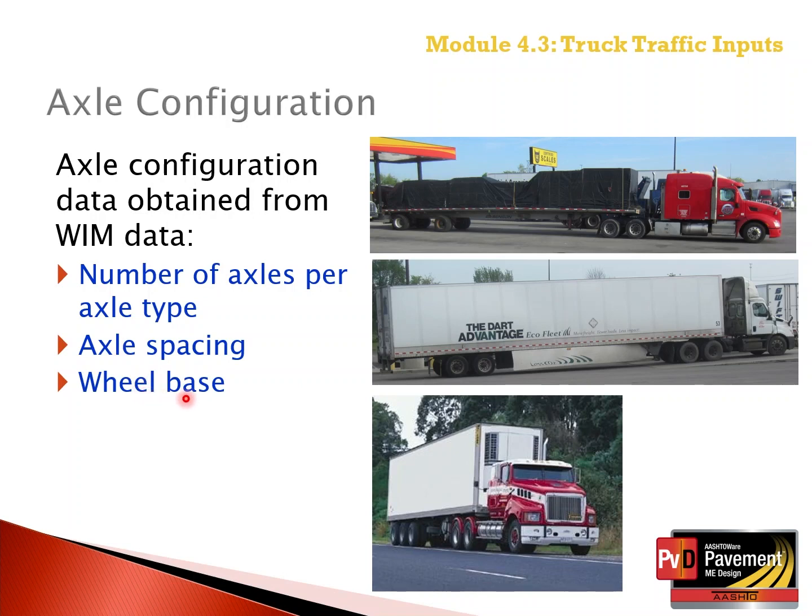The default axle spacing and the wheelbase are all defined in the manual of practice, and that was under Chapter 8.1. So 51.6 inches is the default value for tandem axles, the spacing of a tandem axle, 51.6. 49.2 inches is for the tridem axles, and then also 49.2 for any quad axles.